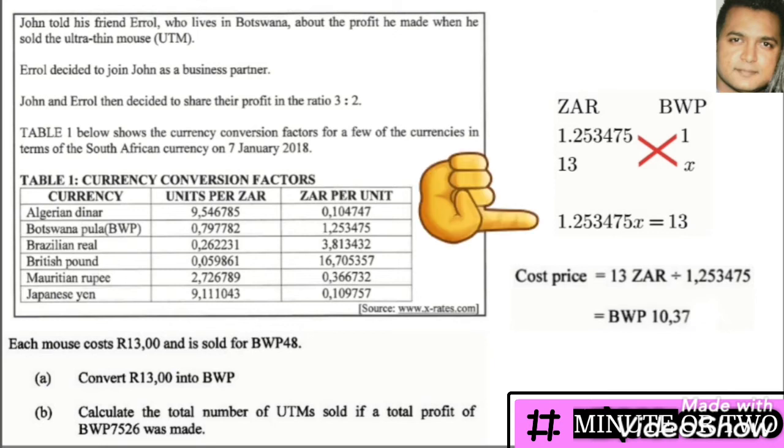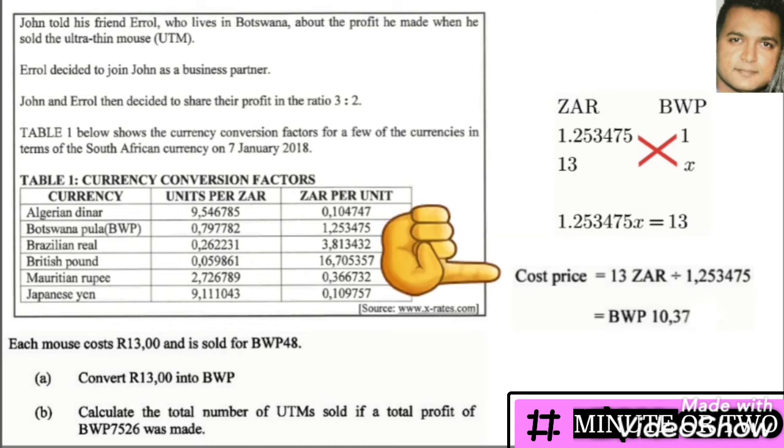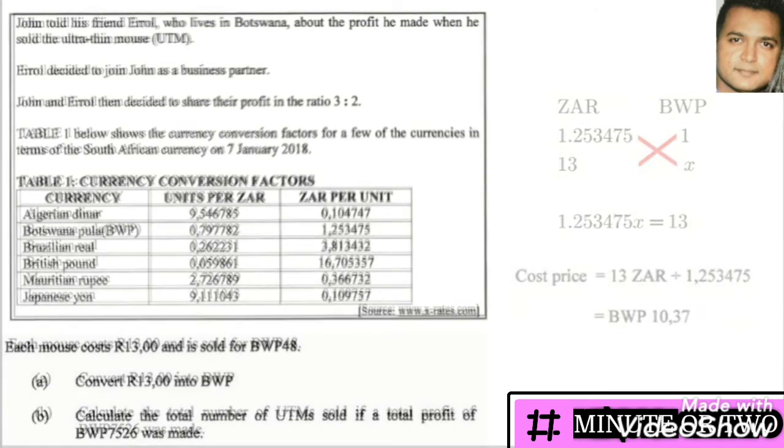This step brings us to an equation where we need to get rid of the 1.25 in front of the X. So we divide both sides by 1.25, and this is how we arrive at the third step there, where we have 13 divided by 1.25, bringing us to 10.37 as our Botswana pula.